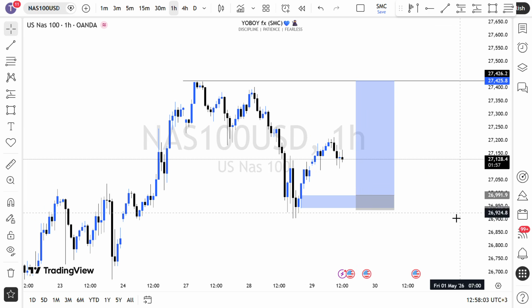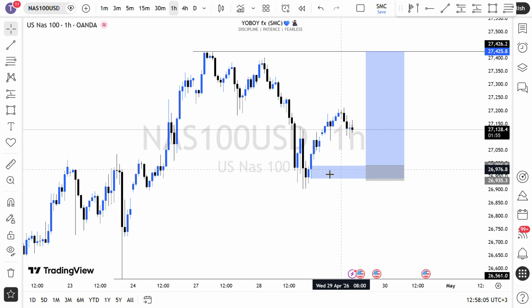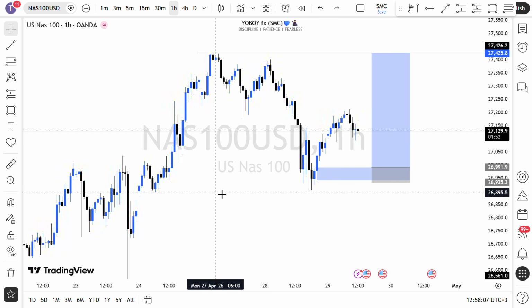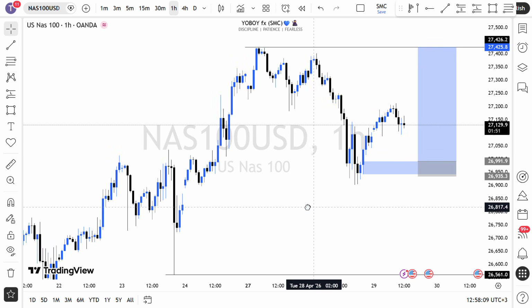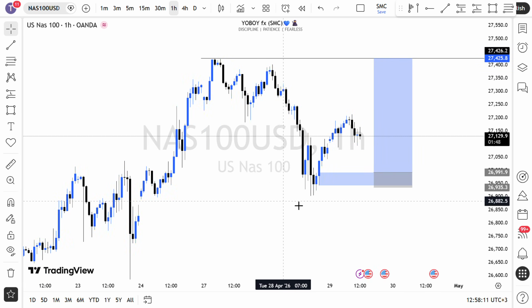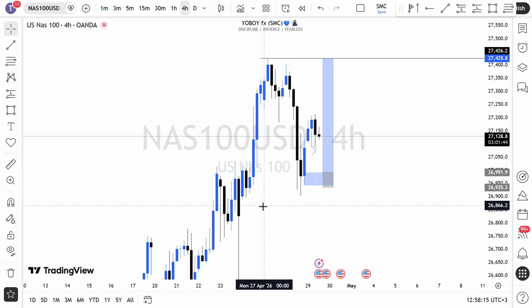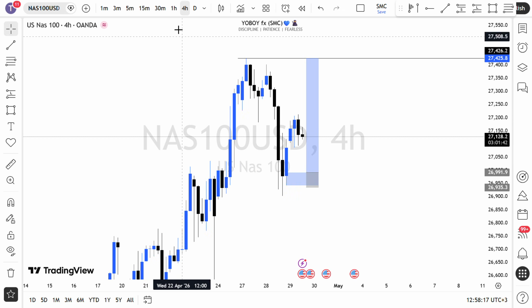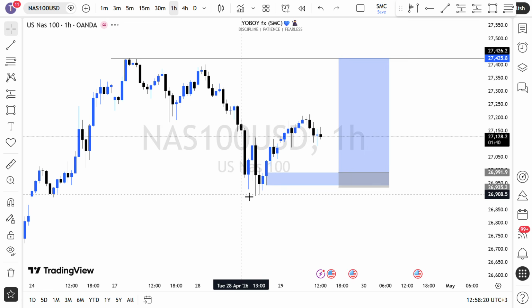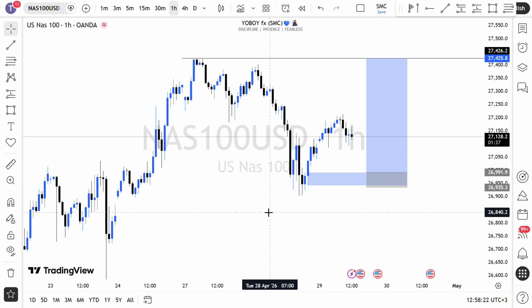So I think if price wants to come down and tap into this area, that is where we'll be looking for buys to the upside. And I think this is the best analysis for today. And if price comes into this area, I expect you guys to be looking for those buys to the upside. So that is my view on NAS 100.